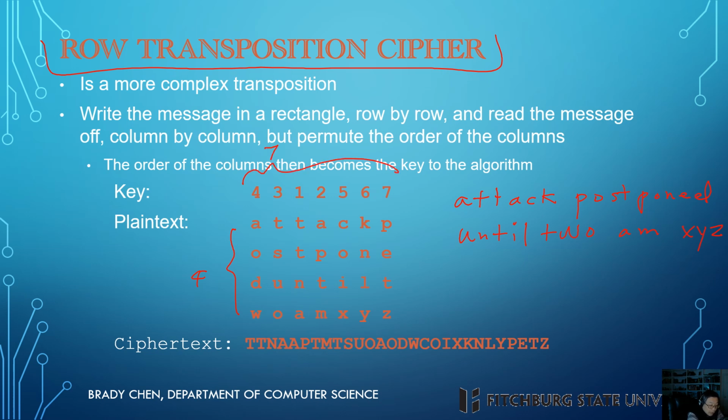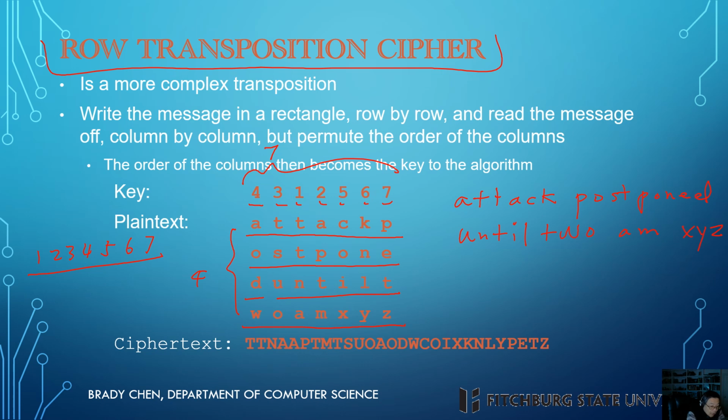We organize this from left to right, from top to bottom. So attack postponed until 2 a.m. XYZ. And then the key we're going to select is a sequence of decimal numbers. So the key is going to be 1, 2, 3, 4, 5, 6, 7, seven numbers. But we actually reshuffle the numbers, so it becomes 4, 3, 1, 2, 5, 6, 7.